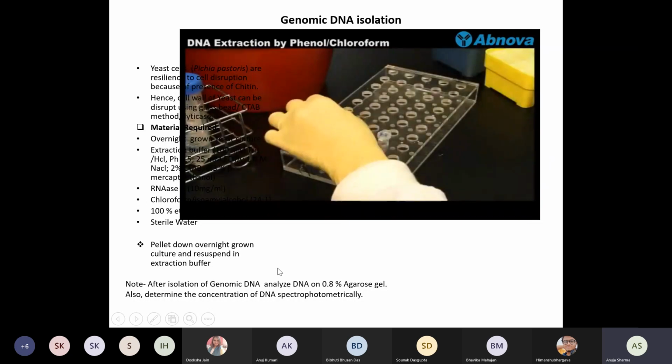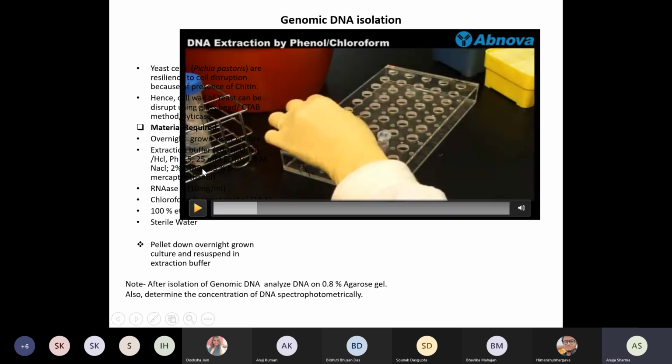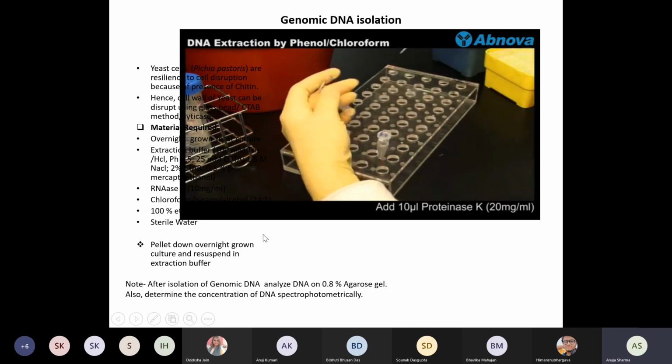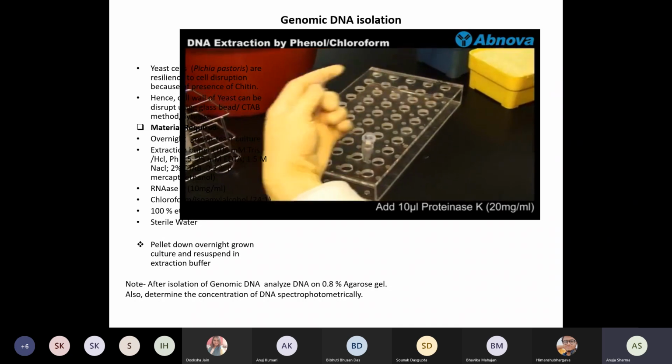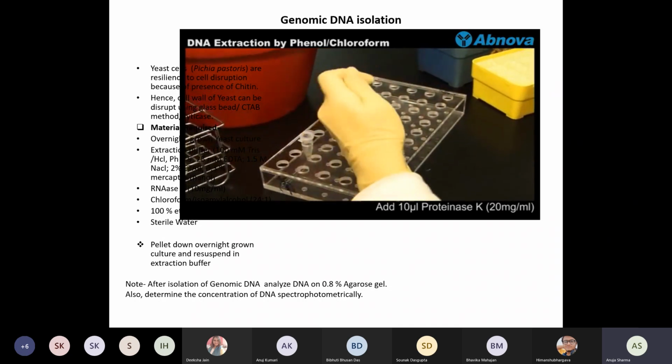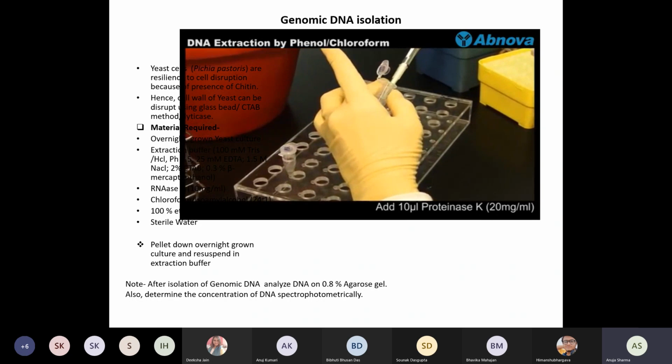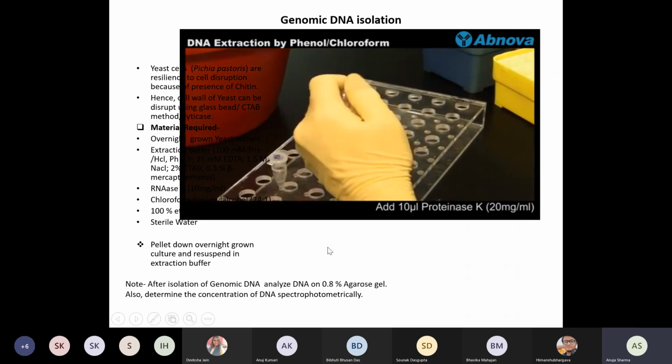So we have added RNase A, which degrades the RNA. Once we have degraded the RNA, what we are left with is protein and DNA, right? Further we'll separate the DNA from the protein using chloroform and phenol. And this proteinase K is for degrading the protein.